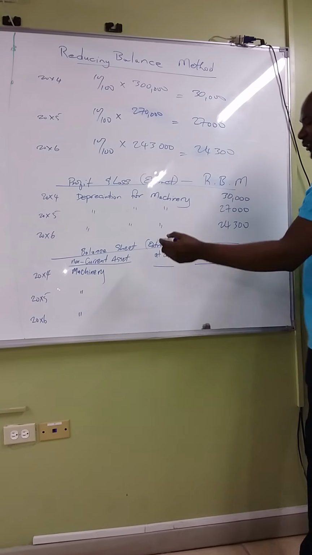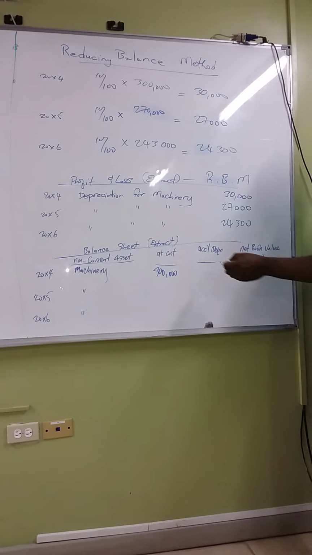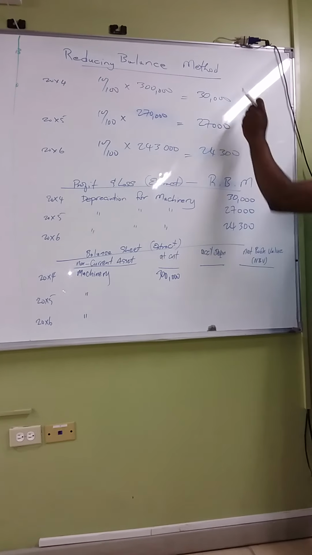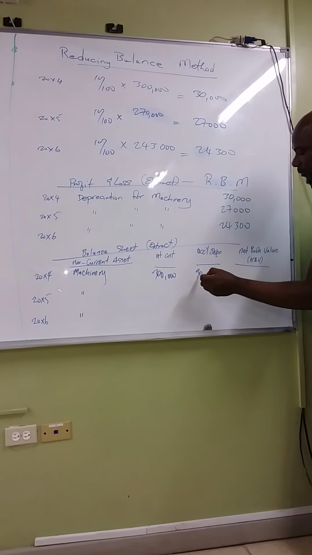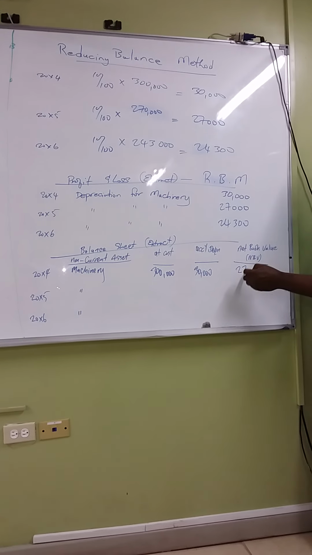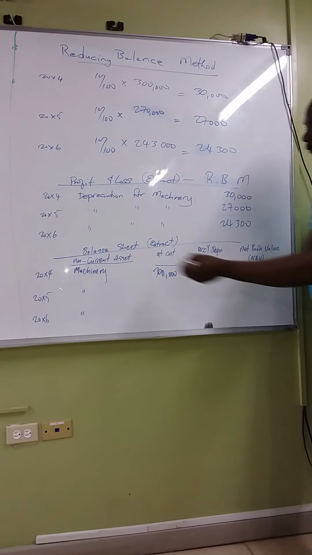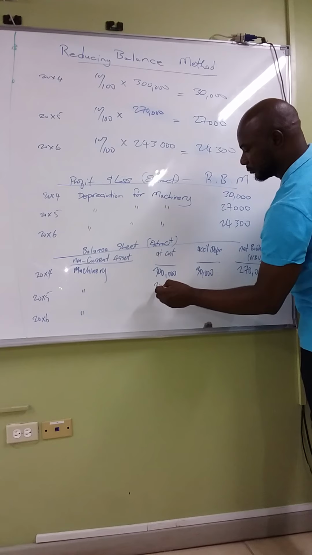For the balance sheet, the asset at cost is what? 300,000. In 2004, the depreciation charge was what? 30,000. Thus yielding you a net book value of what? 270,000 at the end of the year.